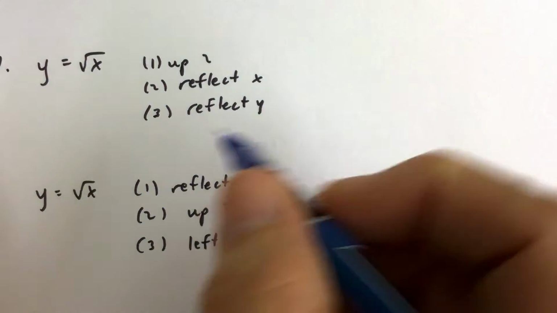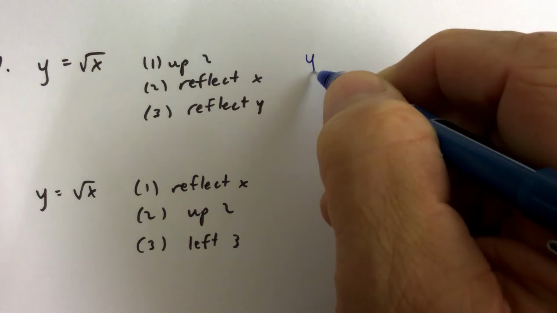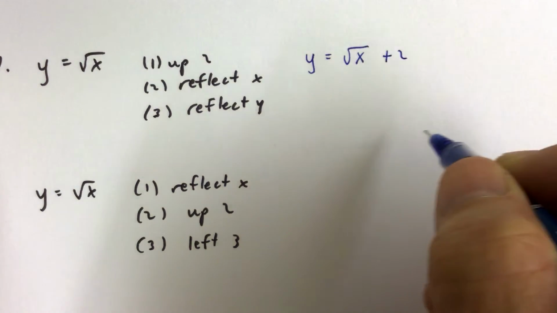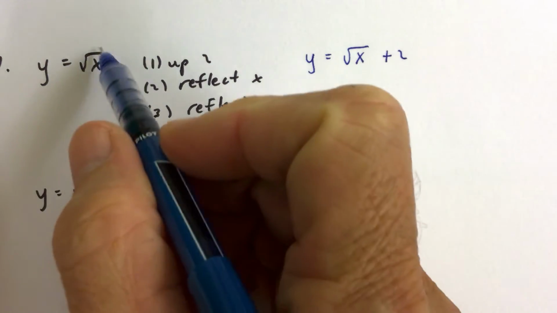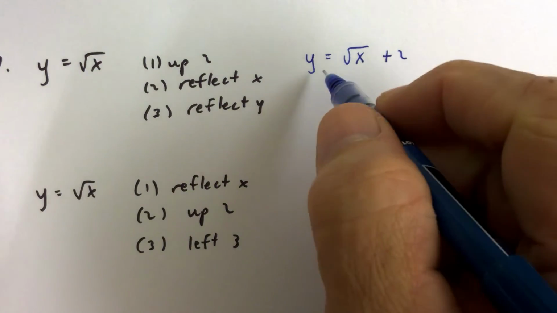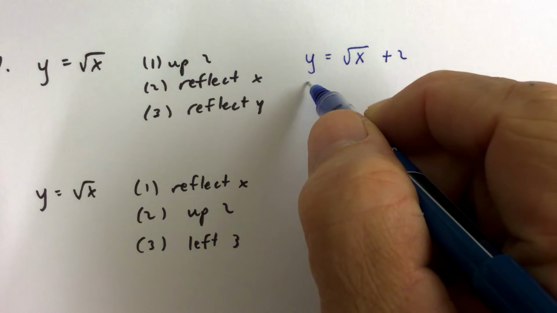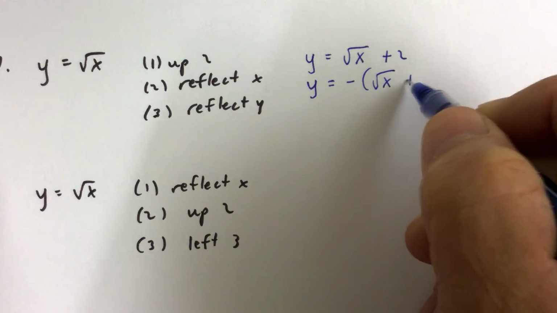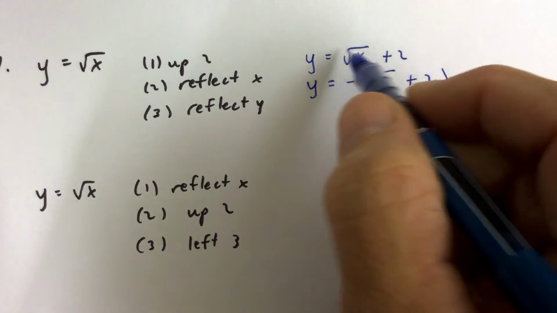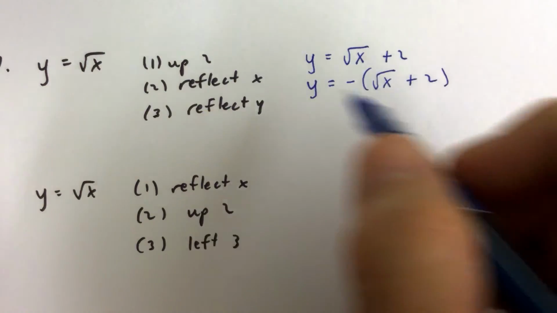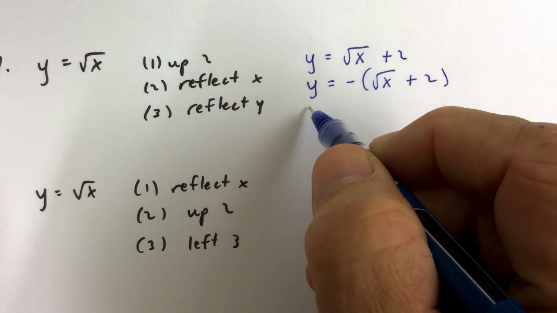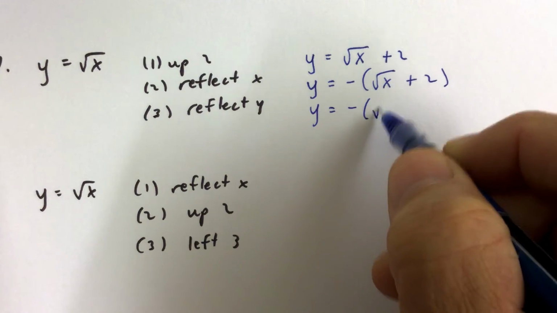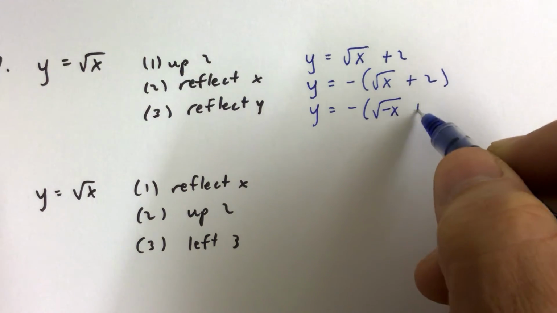If we go up 2, we know that that would be y equals radical x, and then up 2 is just plus 2 to the f of x. F of x is the radical x. And then if we reflect about the x-axis, that means we're going to put a minus sign in front of the entire function that we just transformed by moving it up 2. And then reflecting about the y-axis just means we're going to replace x with the opposite of x.